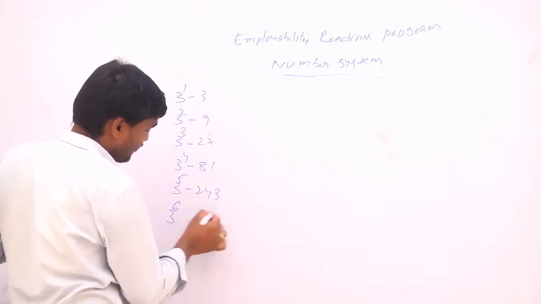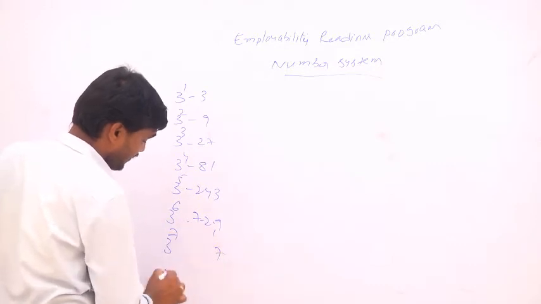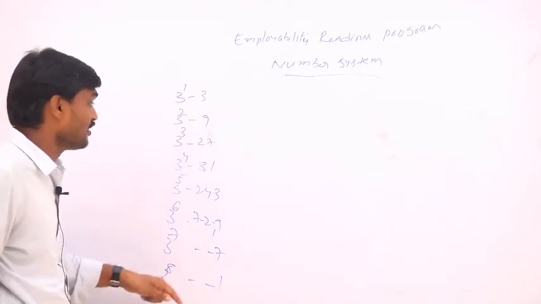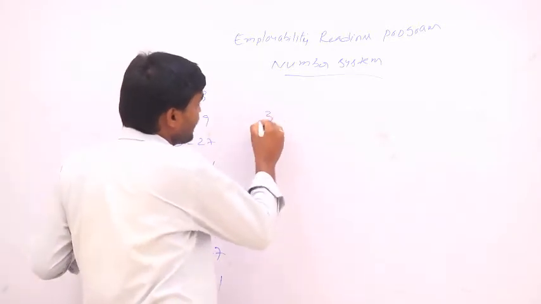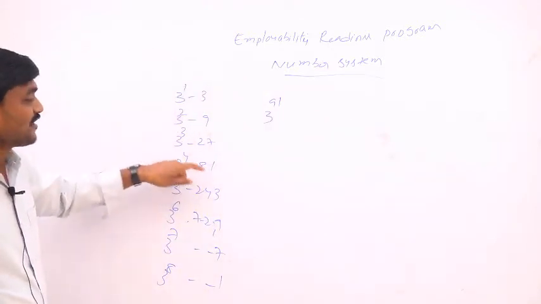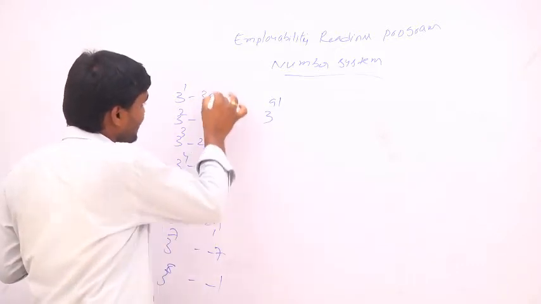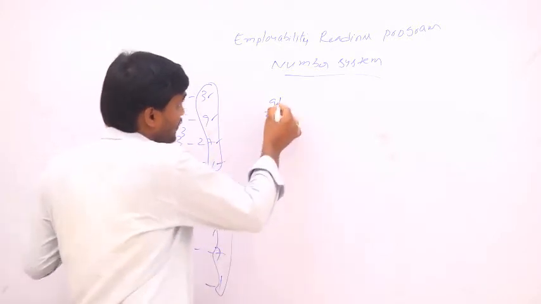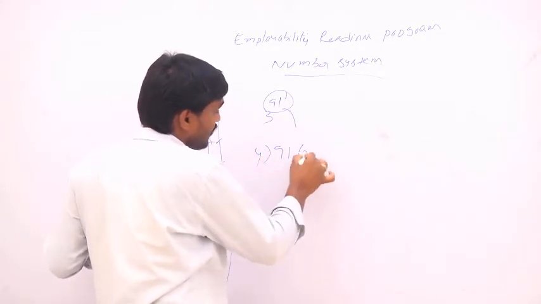The last digits are 3, 9, 7, 1, 3, 9, 7, 1. So suppose you want the unit digit of 3 power 91. How many elements are repeated? 4 elements are repeated, that is 3 9 7 1. This is the cycle. That's why the power value should be divided by 4.